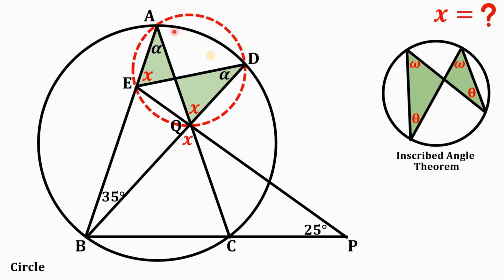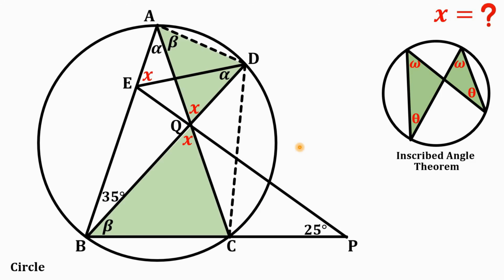Now, from here, let's connect A and B. And again, we have this butterfly shape. So these two angles, we know they are the same, so let's call this beta. Now, from here, let's connect C and D. And again, we have this butterfly shape. And we know for sure if this is alpha, the other angle is also alpha. Now, if this is 35, this angle is also 35 degrees.